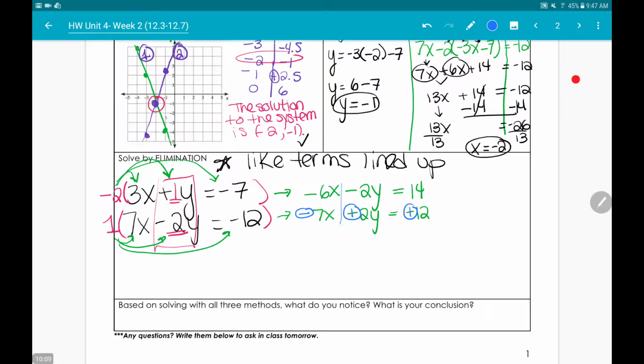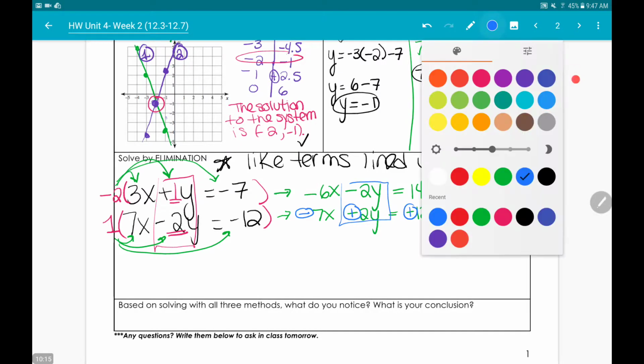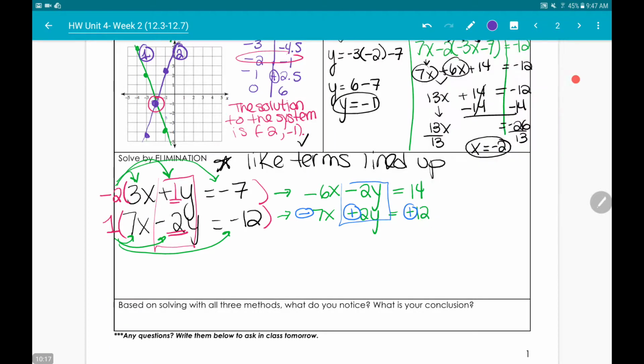So now I check my y's. Are they opposite signs? Yes. Are they the same coefficient? Also yes. I know this video is getting pretty long, so I'm going to try to speed it up. All right, let's combine. I have negative 13x. These eliminate. Equals 26. And we already know that our answer should be negative 2. Good.